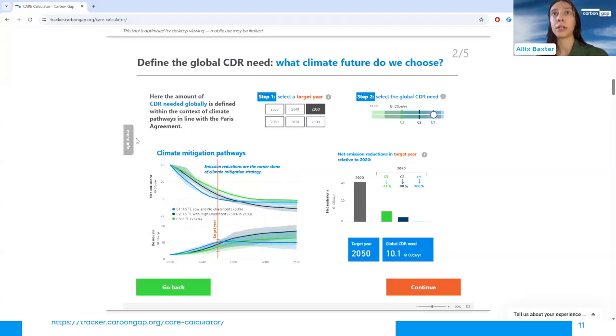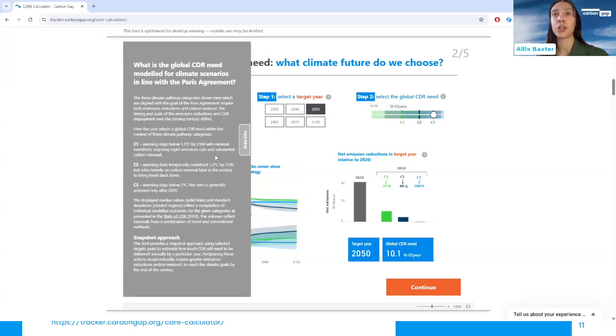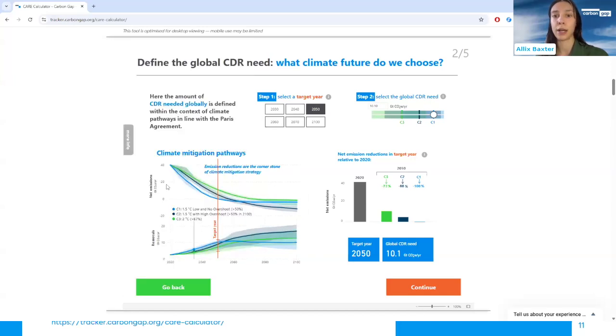Throughout the CARE calculator, if you ever want more information on the data which is used, you can use these side panels. So the first poll is going to pop up, and that is because we're looking at step 1. And we're going to ask you to select what is the target year that you want to look at. This is just the year that you would like to see how much CDR the EU should be doing. And also up there is step 2, and that is to select the global CDR need. So in the calculator, you have this range, and you can use this sliding bar.